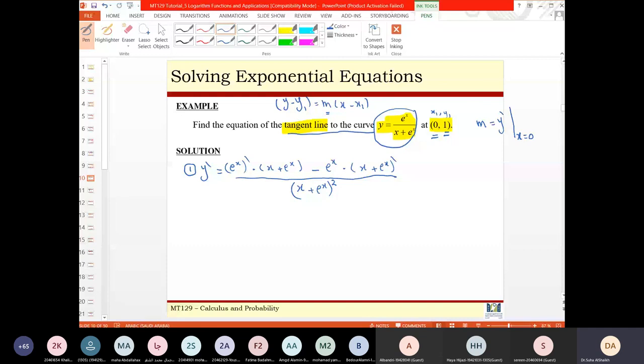Now we find the derivative. What's the derivative of e^x? It's e^x, multiplied with x plus e^x, minus the e^x as it is, multiplied with the derivative of x, what's the derivative of x, plus the derivative of e^x, divided by x plus e^x square. We're done. This is the derivative.